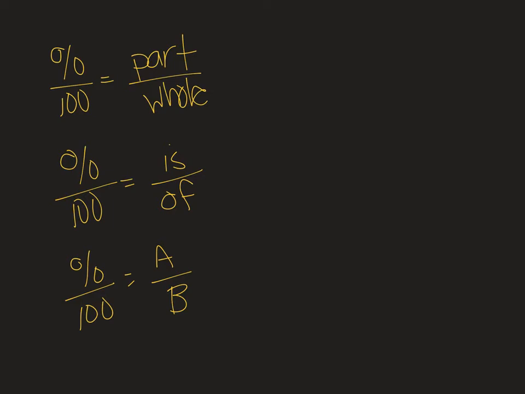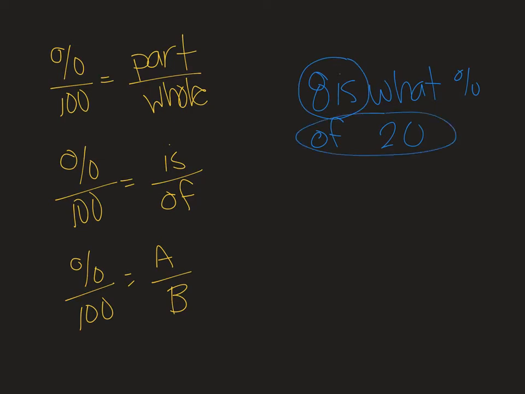And what if I ask you that 8 is what percent of 20? So if I just start with something easy like that, notice that I have the words is and of here. So 8 is, what percent is our unknown, and of 20. So if I use this second formula that I have, then I'm going to have P over 100 equals 8 over 20. And then now we have a proportion set up.